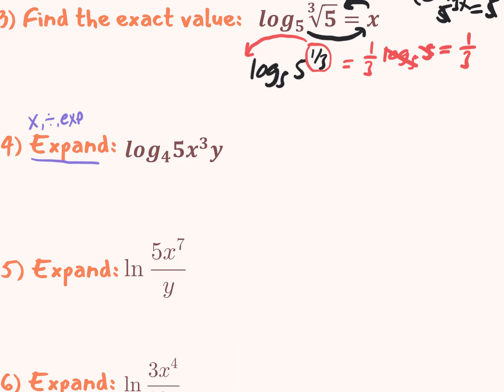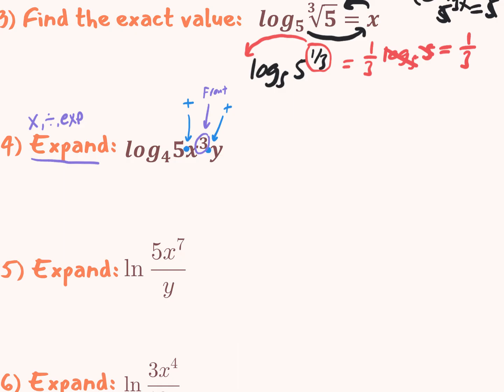And the answer is yes, right? I see a multiplication in between the 5 and the x to the third, and then x to the third times y, that's also another multiplication. All right, and then by one of our properties, I know that that is going to become a plus. And that's also going to become a plus in between two logs. Another thing that I see is an exponent. That exponent is going to move to the front of that expression, right?